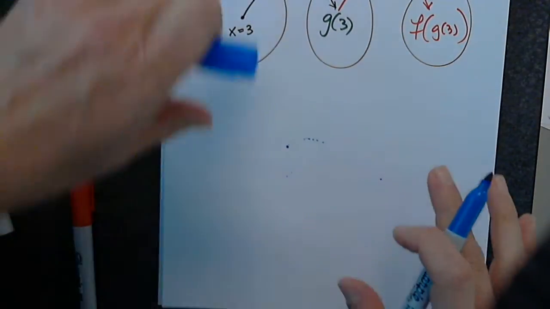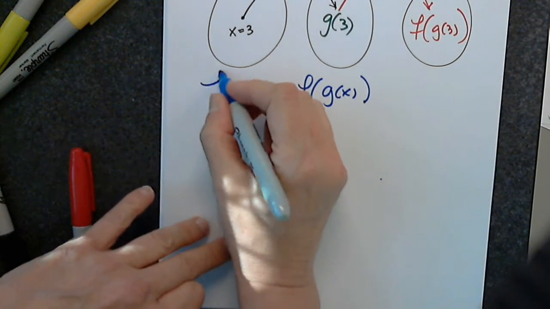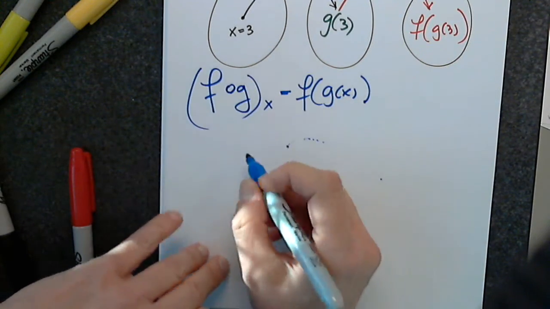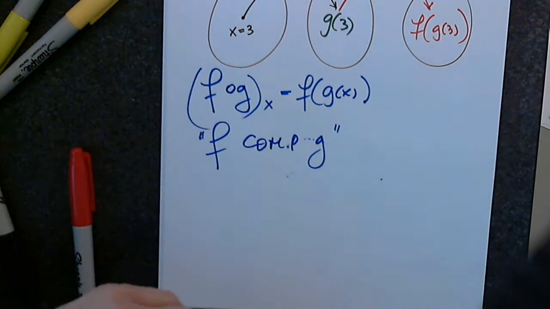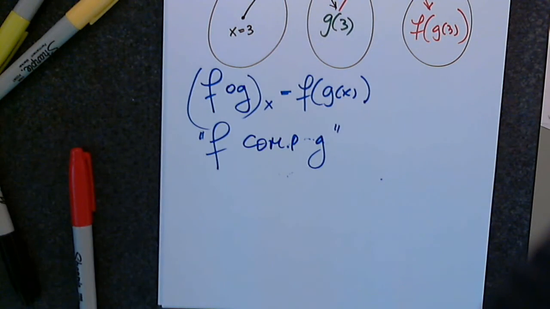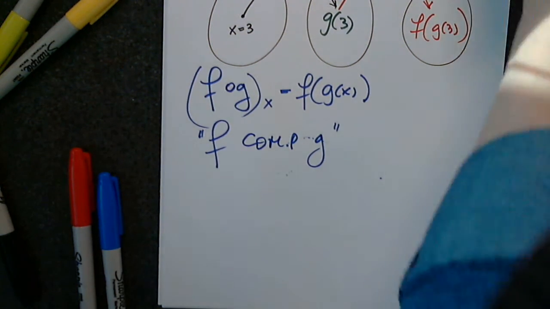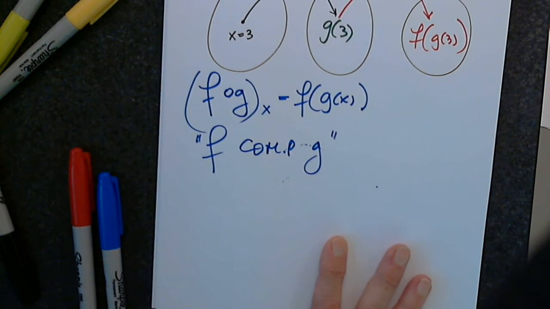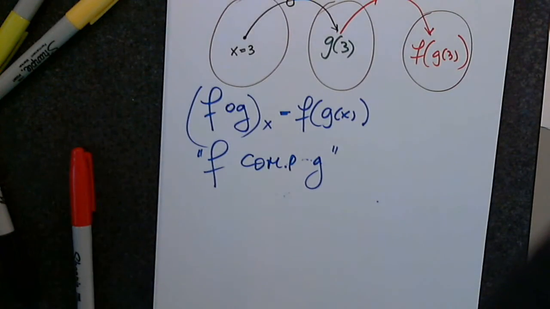So this notation, in other words, f of g of x in general, is denoted by f, a tiny circle, g, and here's how we read it. F comp g, or the composite of f and g. Wait a minute. Hold on. Let's rewrite this. F circle g. It's f comp g, the composite of f and g. Okay.